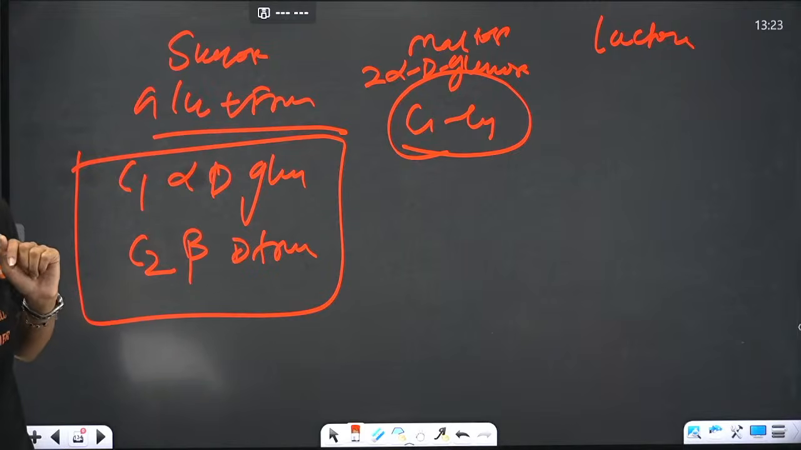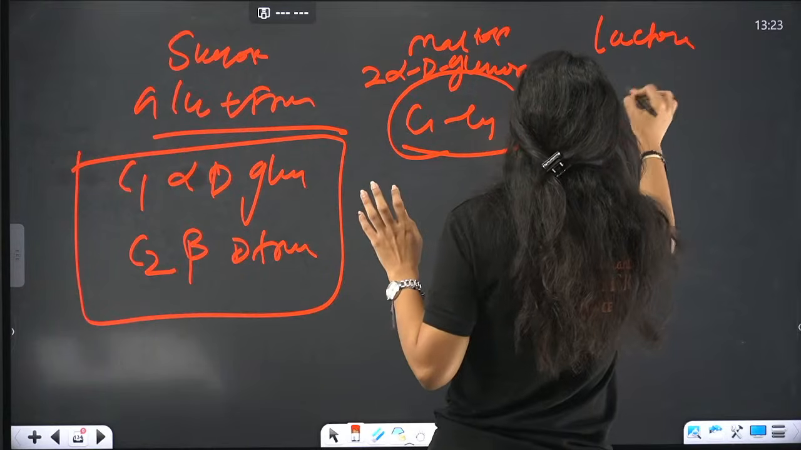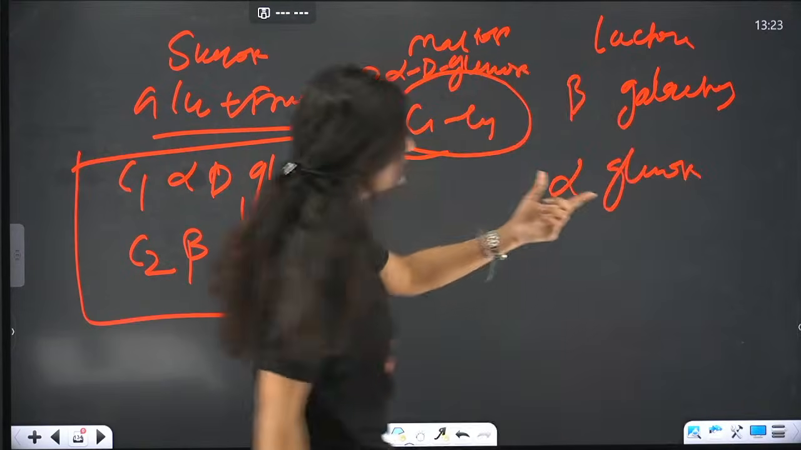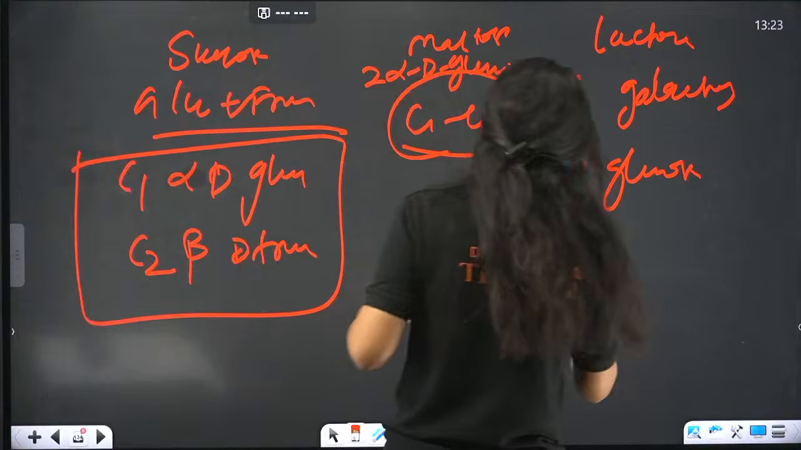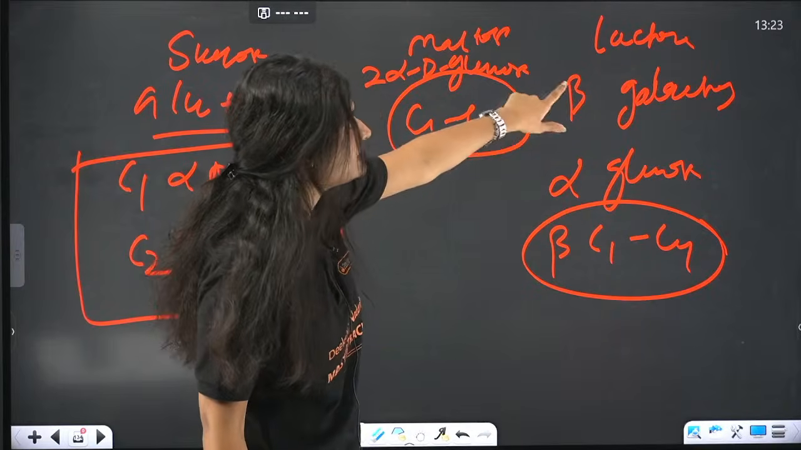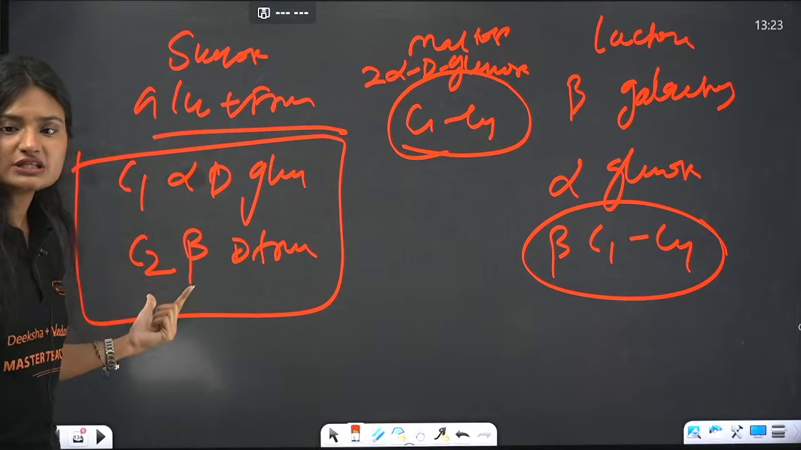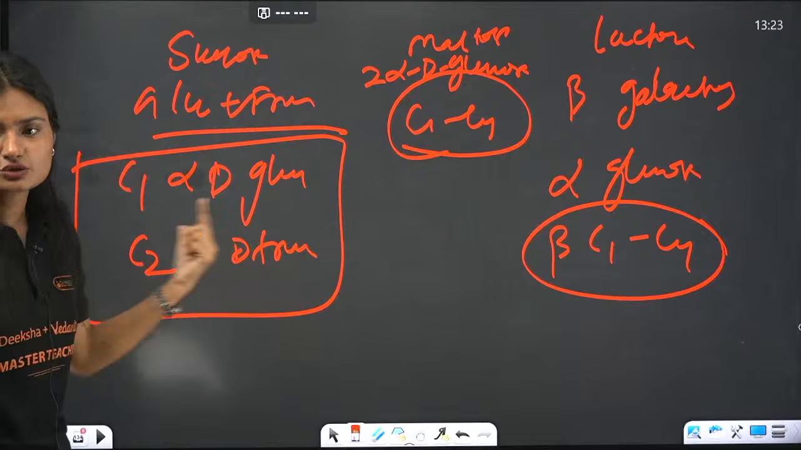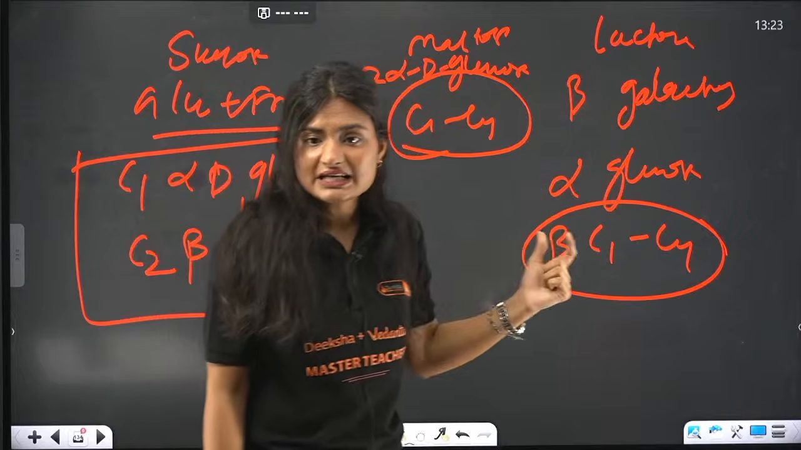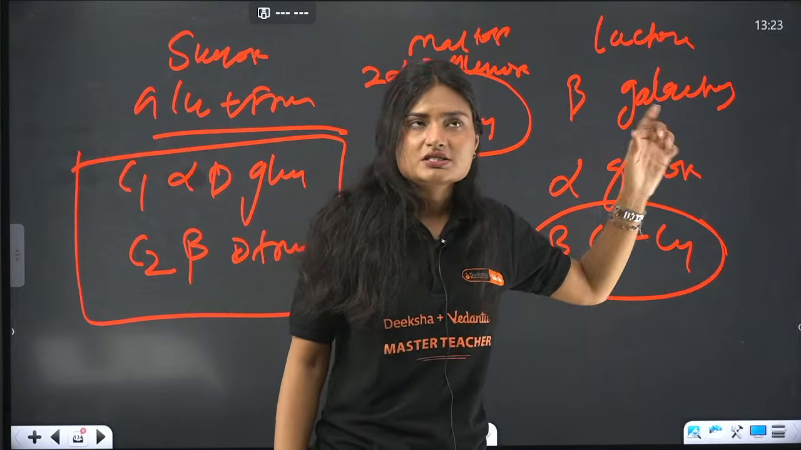Then you have lactose, which has galactose and glucose: beta galactose and alpha glucose. The linkage is a beta C1 to C4 linkage, C1 of beta galactose and C4 of alpha glucose. Again, sucrose has C1 alpha D glucose and C2 beta D fructose linkages. Maltose has two glucose units with a C1 to C4 alpha linkage. Lactose has beta galactose at C1 and alpha glucose at C4.